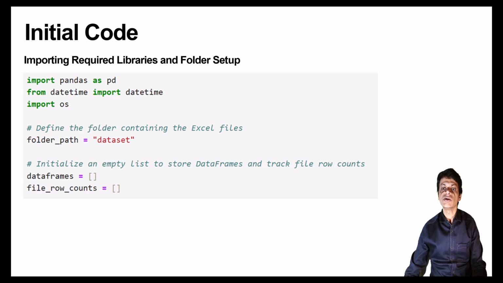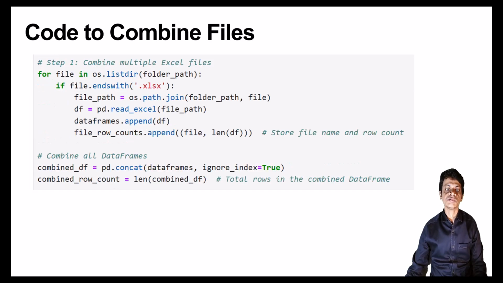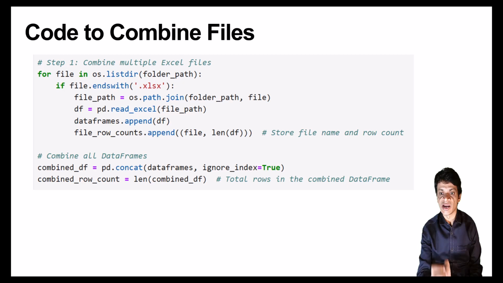Now let's see the next step. In this next step, this is the code for combining files. Here we use a for loop along with the imported os library, and in the directory we give the dataset folder. So it will go to the dataset folder and check there. There can be various different types of file structures, but here in the dataset folder, we need only Excel workbooks, that too in the latest XLSX format.